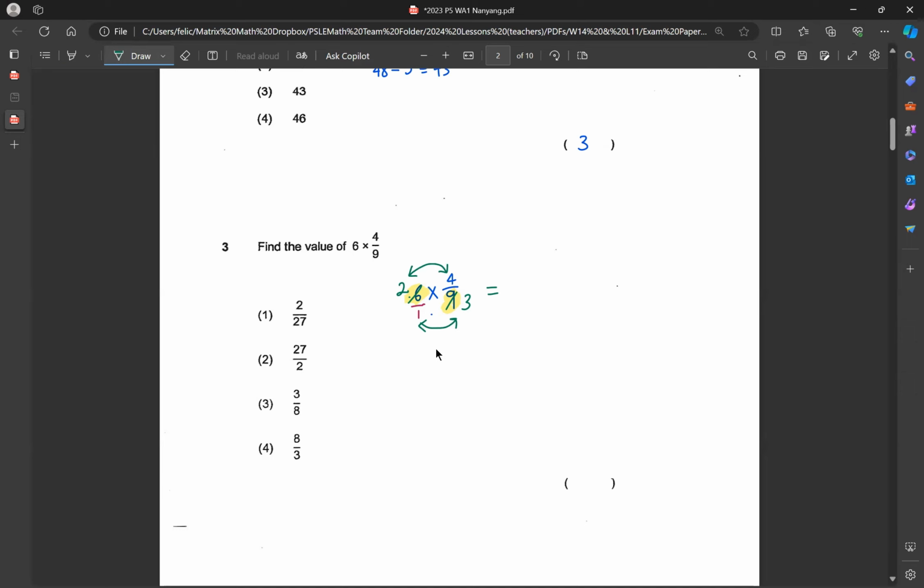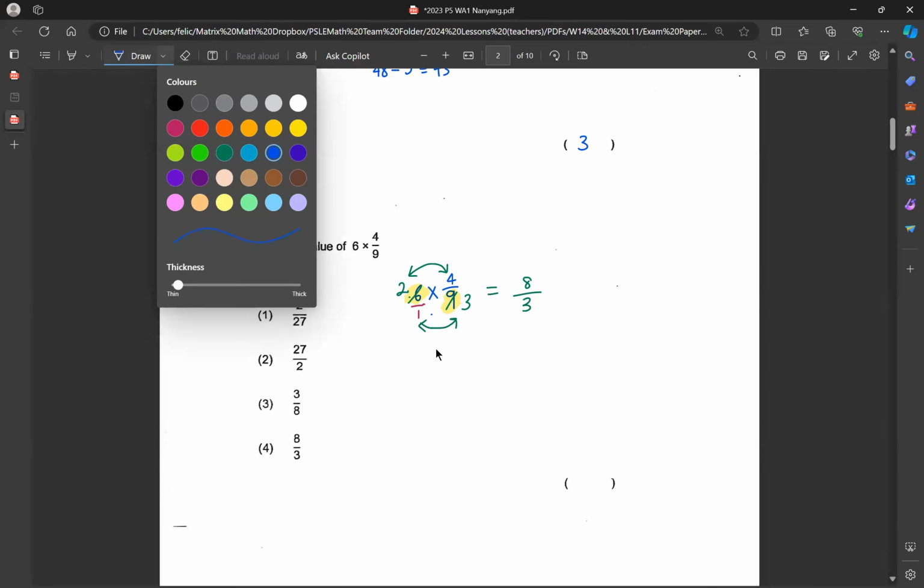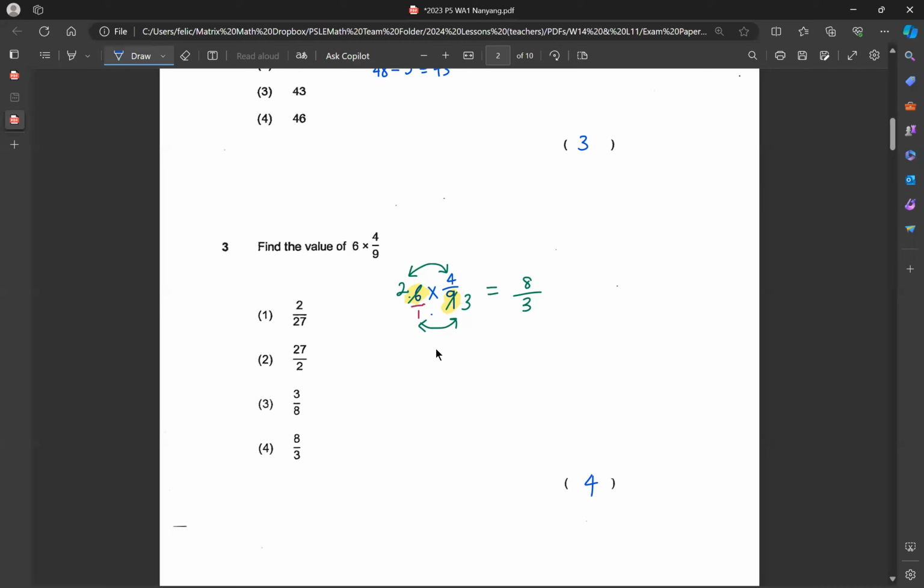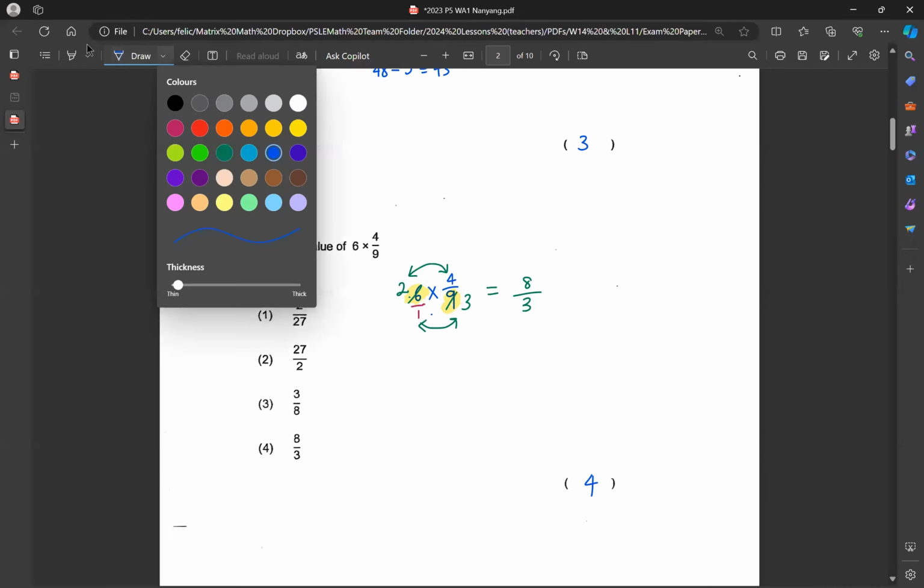So 2 times 4 is 8. 1 times 3 is 3. As you see, based on our options, the answer would be number 4. So the answer is number 4. Now I'll show you another way to do this.